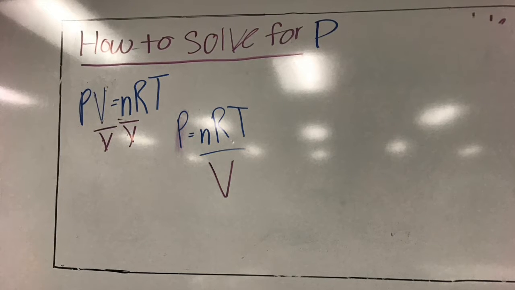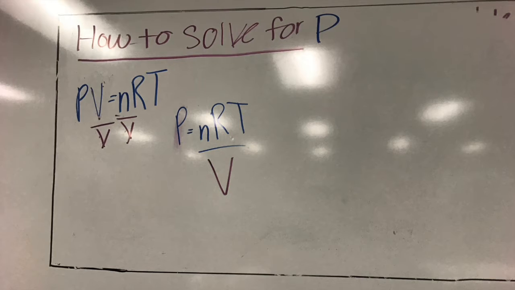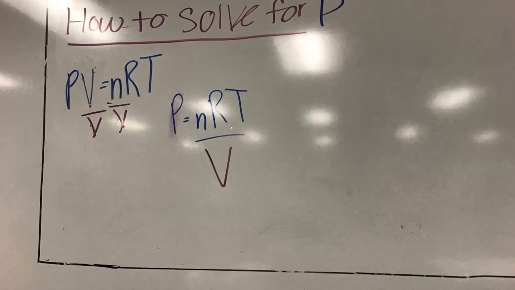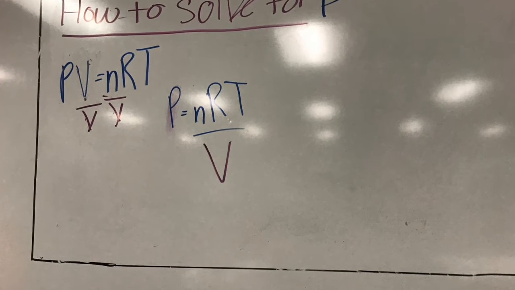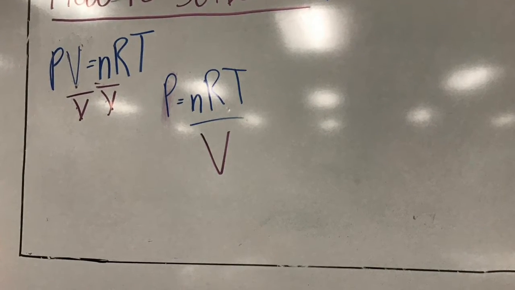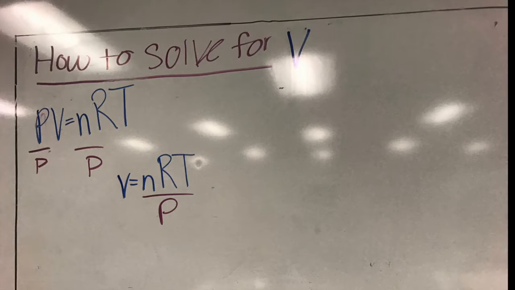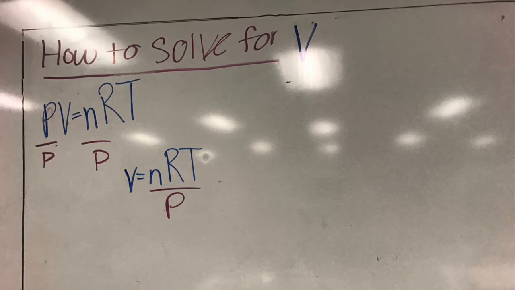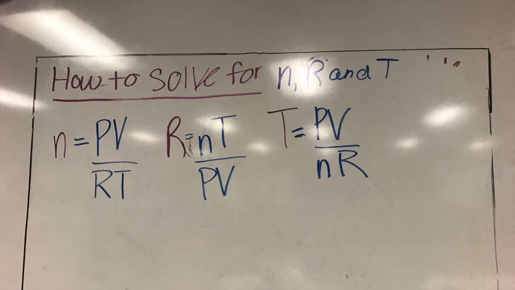The way to solve the ideal gas equation is by isolating the variable that you want to find. For example, if you want to find the pressure, you would divide both sides by V so you could isolate P. You would do the same for the rest of the equations. So if you wanted volume, you would do V equals nRT over P. For moles, you would do n equals PV over RT. For temperature, you would do T equals PV over nR. And for R, you would do PV over nT.